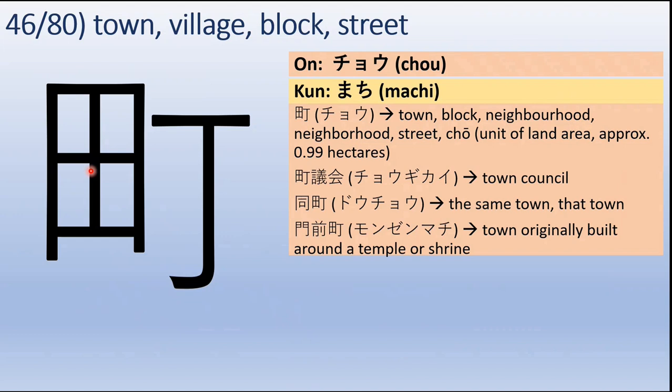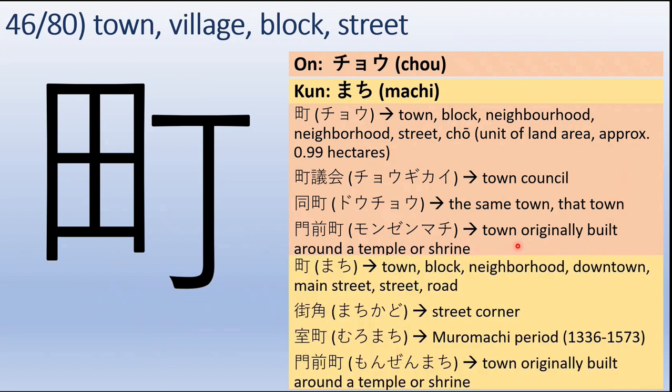Then we have chokikai, which means town council. Then we have docho, which means the same town or that town, that is the town in question. Then we have monzen machi. Monzen machi means town originally built around a temple or a shrine. In kun'yomi, we have machi as town, block, neighborhood, downtown, main street, street or road. Then we have machikado.